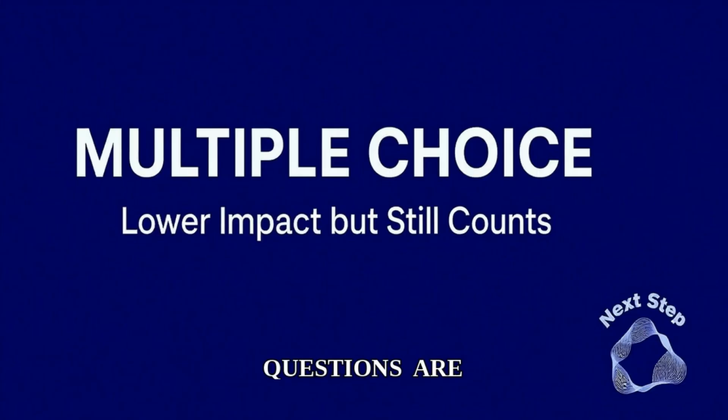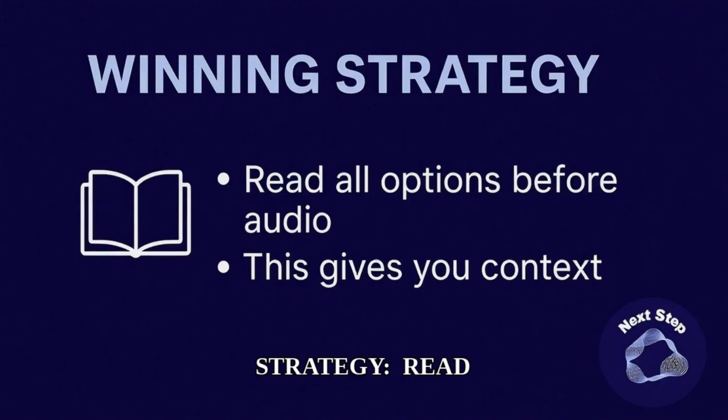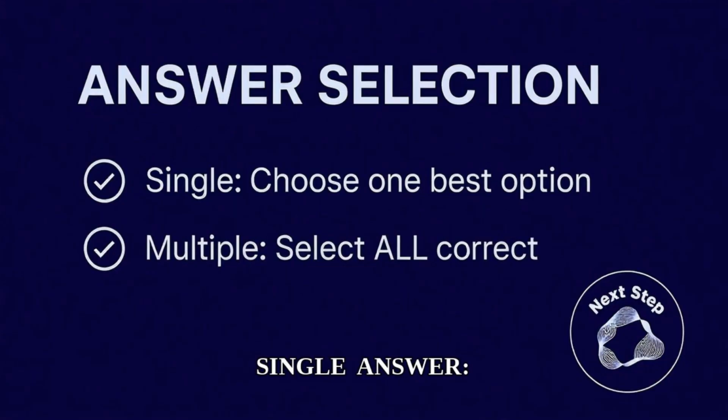Multiple choice questions are lower impact but still contribute to your score. 2 types: single answer and multiple answers. Read instructions carefully. Strategy: read all options before audio starts. This gives you context. During audio, eliminate wrong answers first. This narrows down your choices. For single answer, choose the one best option. For multiple answers, select all correct options.